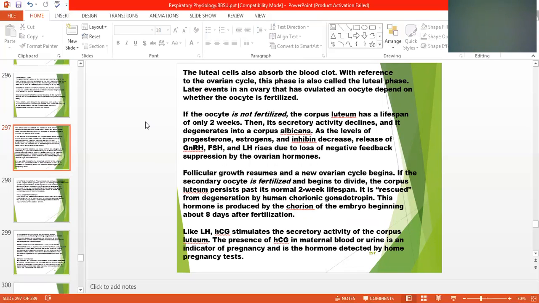Later events in an ovary that has ovulated an oocyte depend on whether the oocyte is fertilized. If the oocyte is not fertilized, the corpus luteum has a lifespan of only 2 weeks. Then its secretory activity declines and it degenerates into the corpus albicans. As the levels of progesterone, estrogen, and inhibin decrease, release of gonadotropin-releasing hormone, FSH and LH rises due to the loss of negative feedback suppression by the ovarian hormones. Follicular growth resumes and a new ovarian cycle begins.